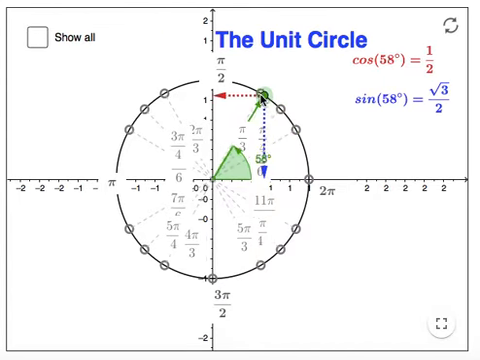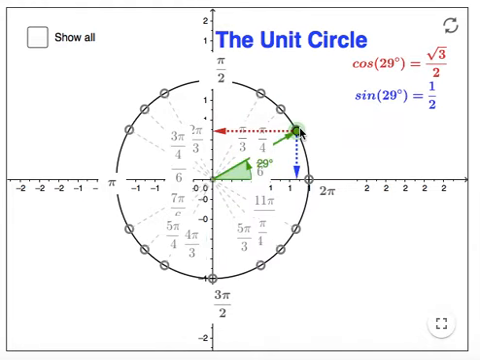As we move to 60 degrees, notice that the horizontal and vertical switch compared to the 30 degrees. The horizontal is now 1/2, and the vertical is now root 3 over 2. That's just the opposite way around from the 30-degree angle, so those two are related.